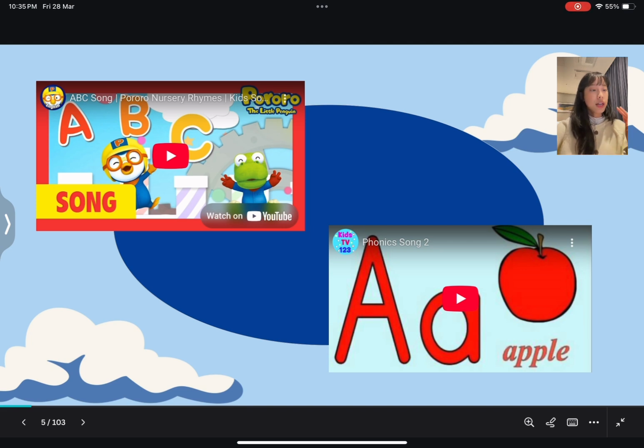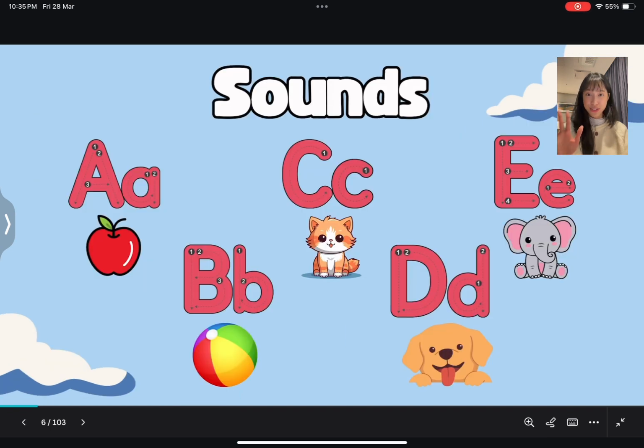For example, for the phonics song, it would be something like "A is for apple, apple." It includes all the letters of the alphabet and their sounds, associated with vocabulary. So A with apple, B with ball, like that, to make it easier for them to remember the sounds. After they finish listening to these 2 songs, I go over the different sounds with them through singing.